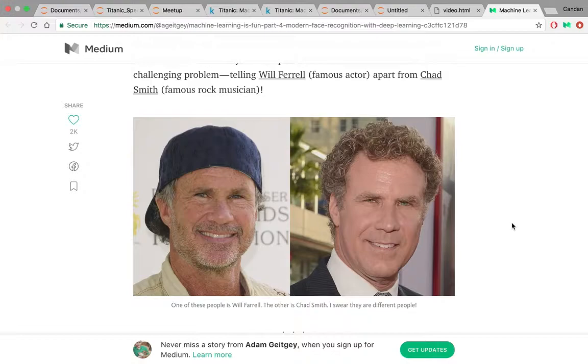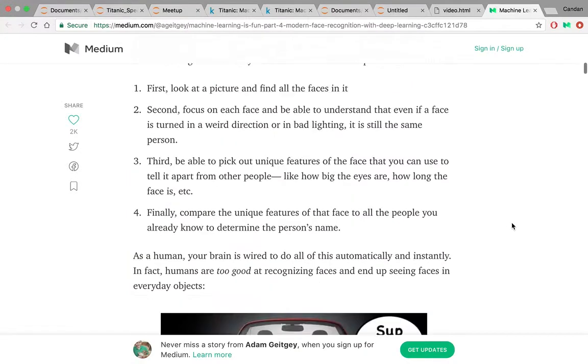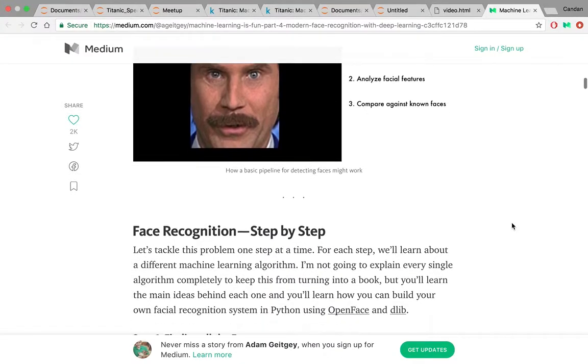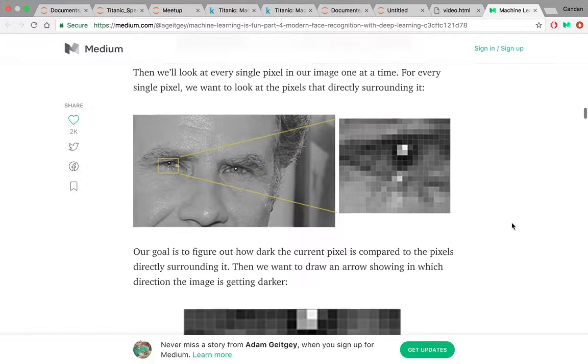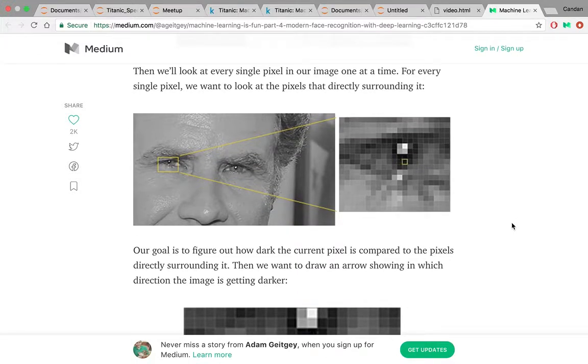Reference points. You're going to use reference points. Yes, that is the right algorithm. So in order to find a face, we use the difference. So this is how machines actually find a face on a picture.